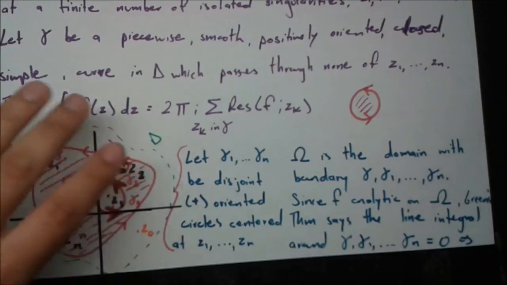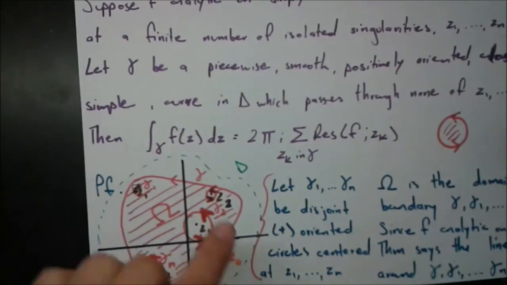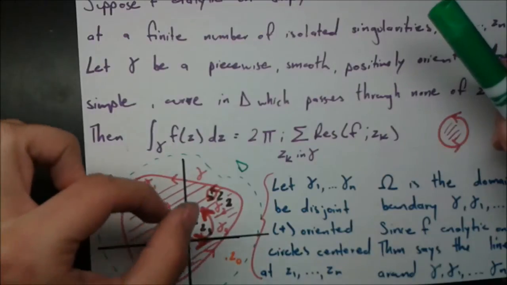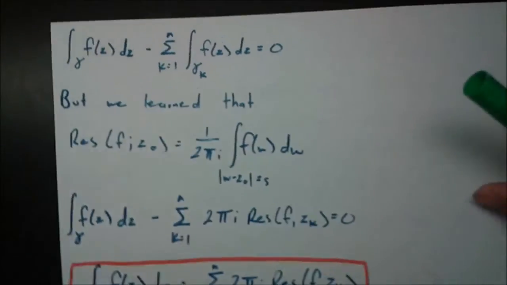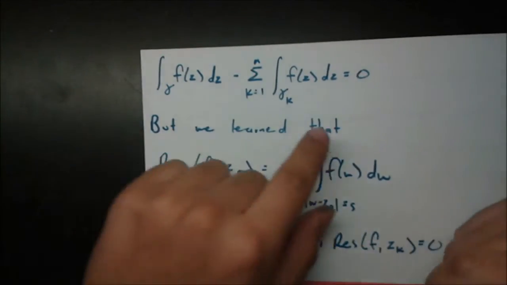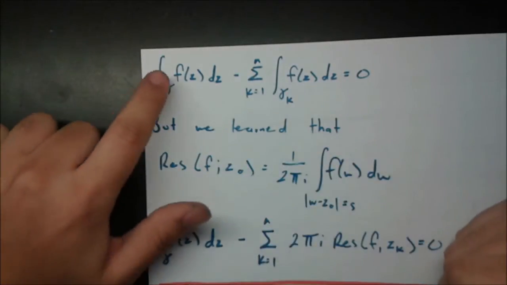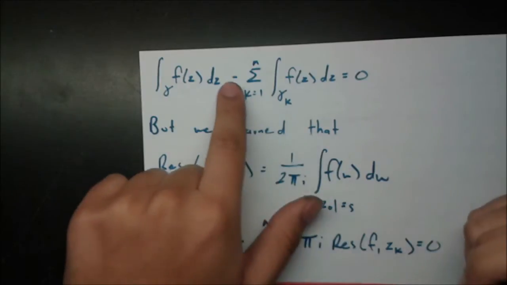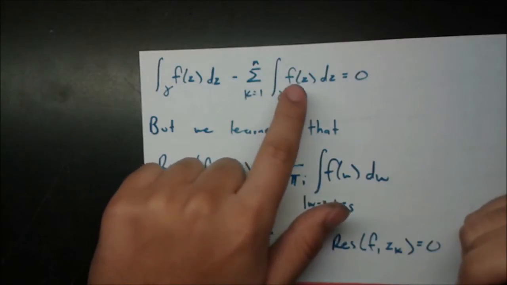So what else does the line integral equal? It's equal to the sum of the separate line integrals: the line integral around gamma, plus the one around gamma 1, plus the one around gamma 2, and so on, all the way to gamma n. So let's see that here. Again, that's equal to 0, but it's also equal to the integral around gamma, minus, and I'll come back to this minus in a second, the sum of all these integrals around the little circles.